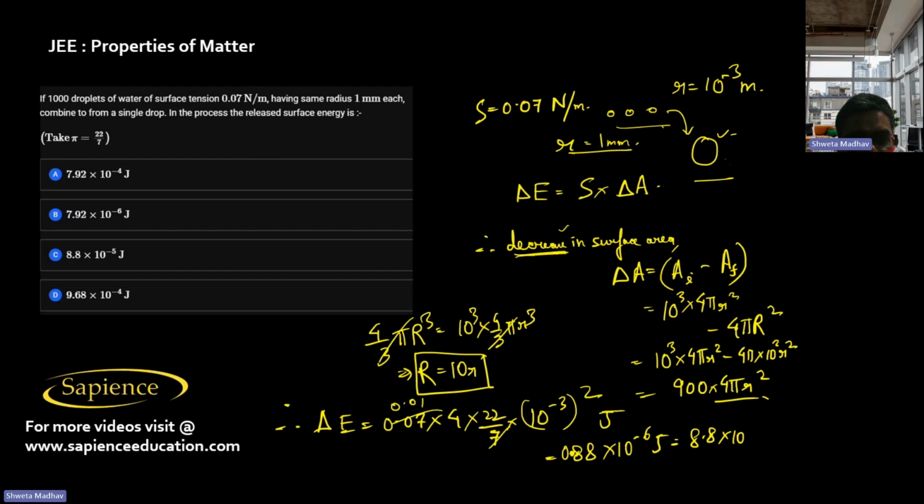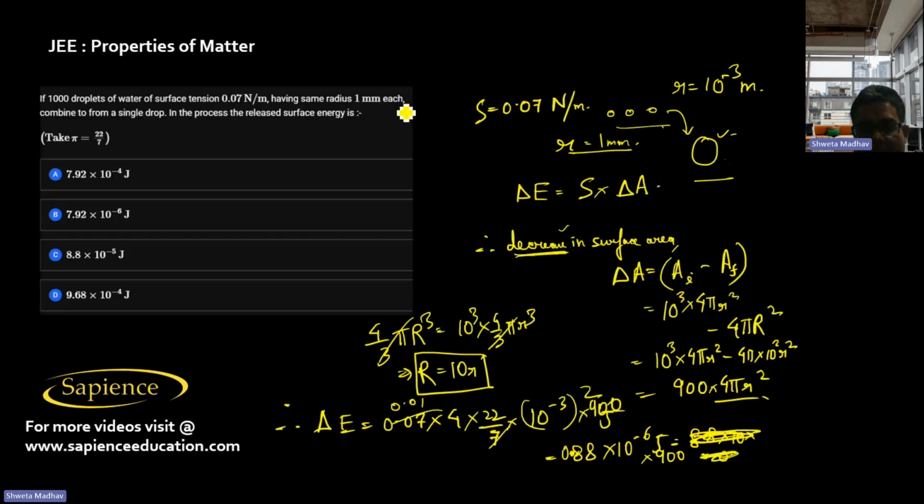S, that is Newton per meter. Radius is okay. Into 900 also we have to do. S into delta A, which is 4 pi r square into 900. So this into 900 also we have to do.